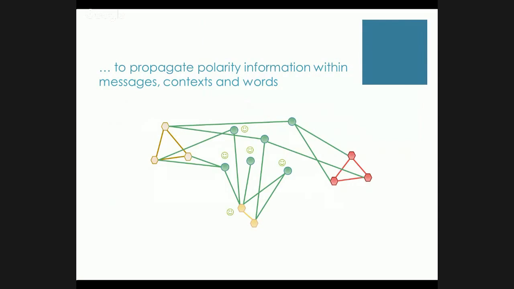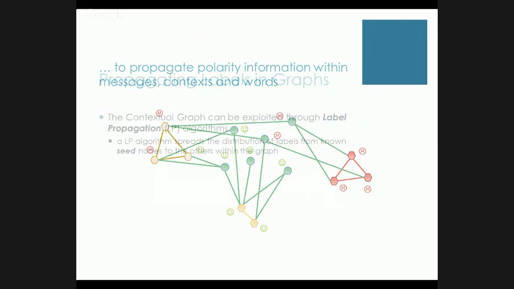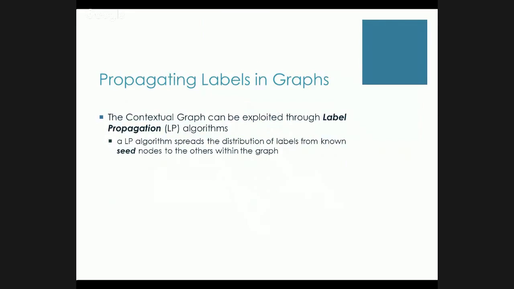So, knowing the polarity of some words or some messages that can be positive or negative, and some messages for which we don't know the polarity, what we would like to do is to let the polarity flow across the graph.